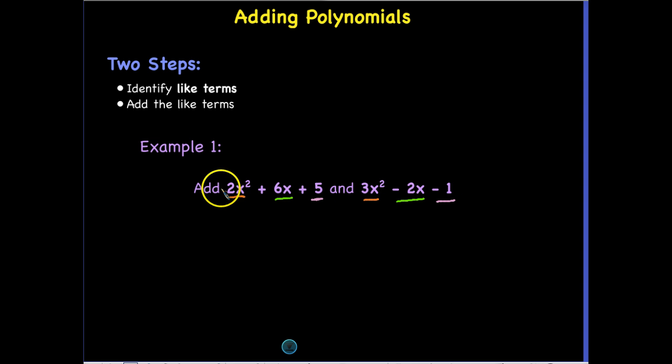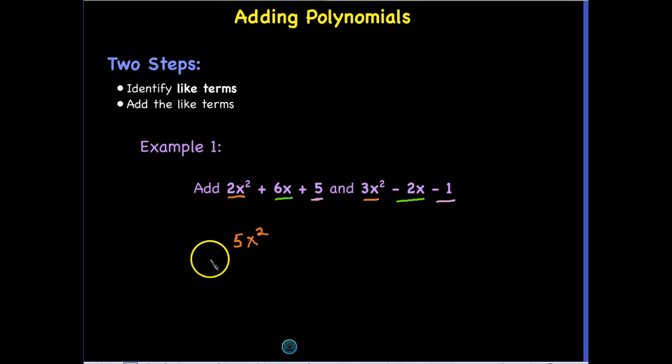So another way to do that, other than boxing or circling, is to underline them in different colors or to do multiple underlines in order for you to identify which ones go together. So using this method, let's combine our like terms. So what we have is 2x squared plus 3x squared. So that gives us 5x squared.